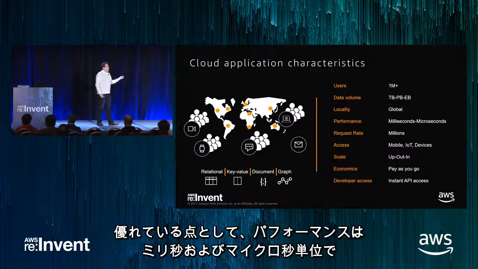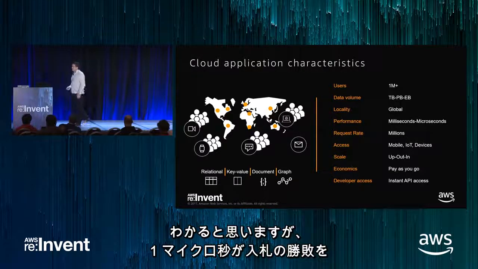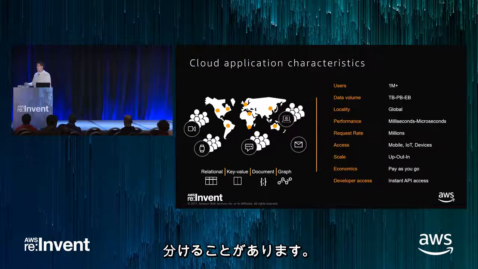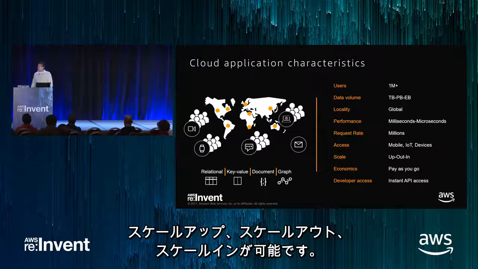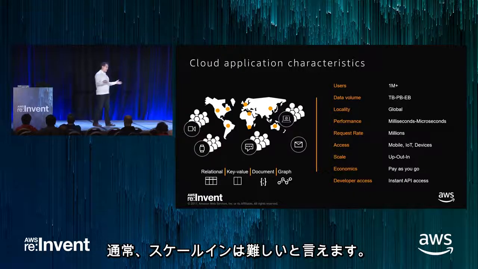Here's a nice one. Performance is measured in milliseconds and microseconds. And for those of us that have built an ad tech app, a microsecond could be the difference between winning and losing a bid. And then scale is up and out and in. It's always easier, if you're going to build something, to scale it out. It's typically harder to make it go in.